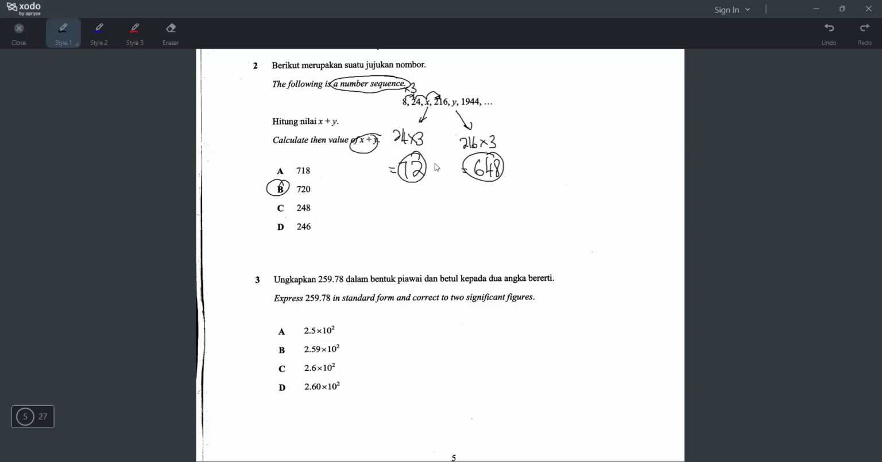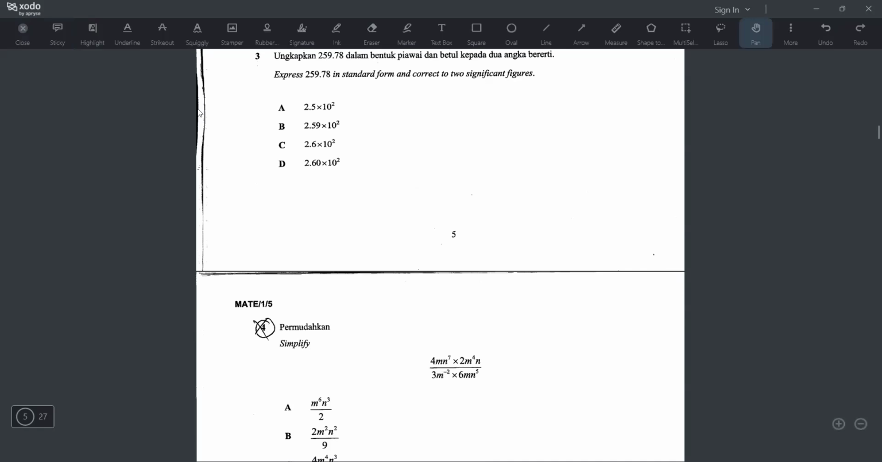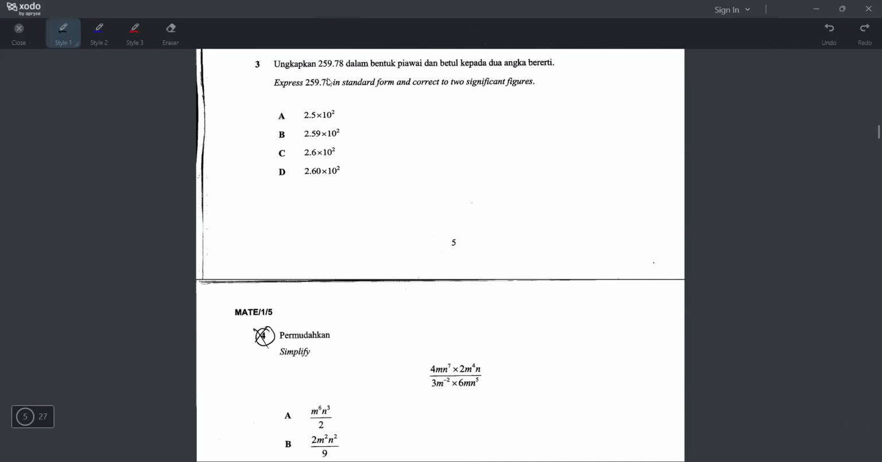Okay, so that's the answer. If you try to take 648 times 3, you will really get 1944. You can try. So that's how you do it. Okay, let's continue. Number 3: express 259.78 in standard form and correct to two significant figures.